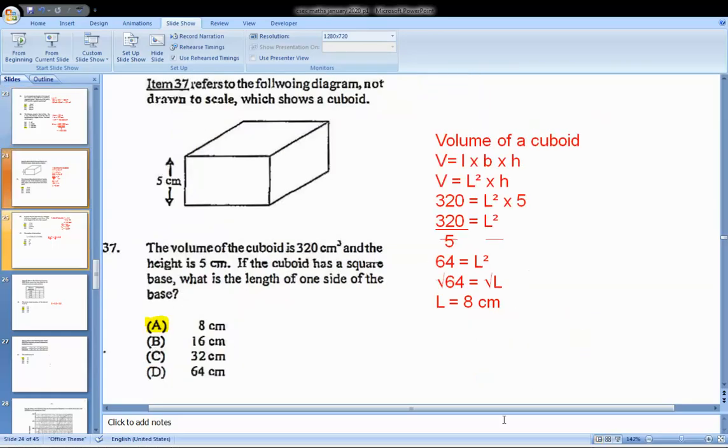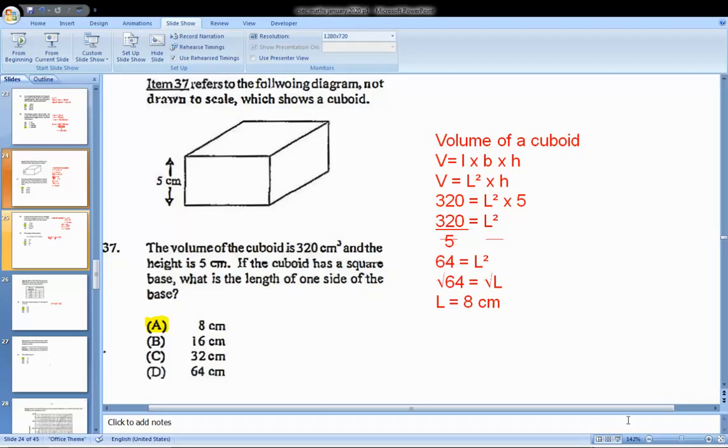Let's go to 37. Item 37 refers to the following diagram, not drawn to scale, which shows a cuboid. There we see the cuboid, and we have the height of 5 centimeters. It says the volume of the cuboid is 320 cubic centimeters, and the height is 5 centimeters. If the cuboid has a square base, what is the length of one side of the base?